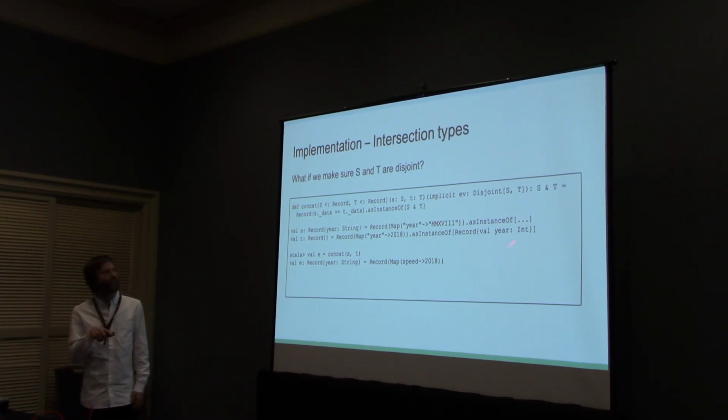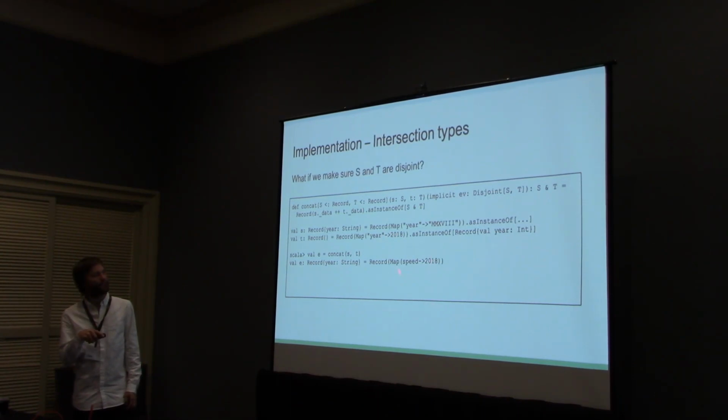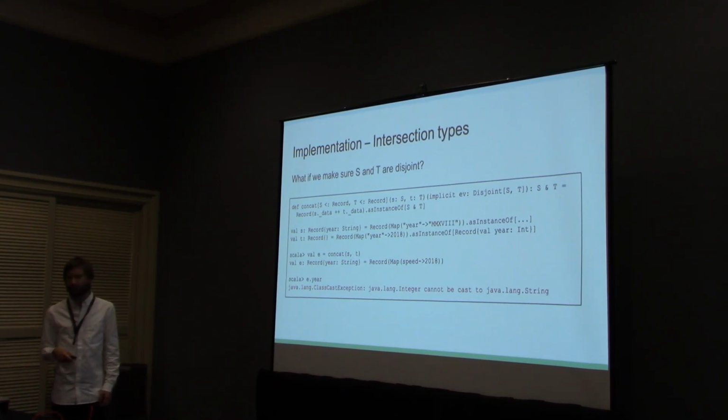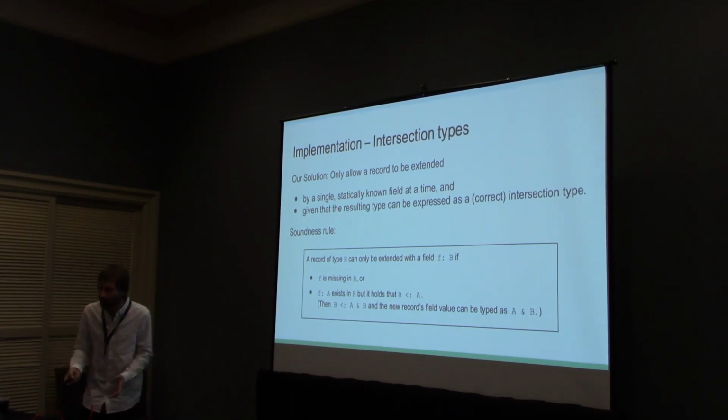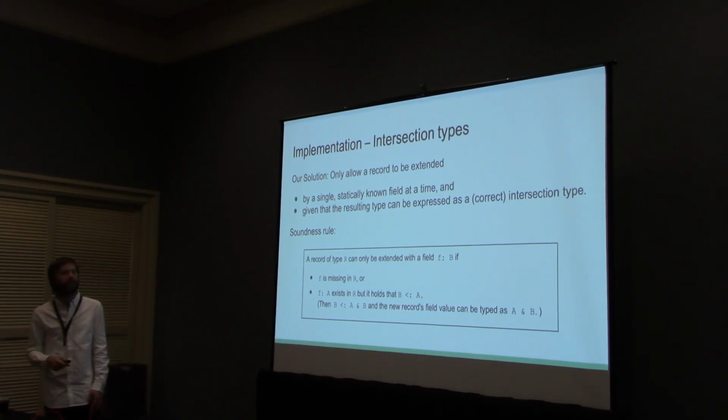Unfortunately, we still have this value here that would override, so now we end up with something maybe even worse, because now we have a record with an integer field here, but the type is string. So again, you get ugly runtime exceptions. So the way we have solved this is, okay, forget about concatenation, let's do extension instead. Let's extend the record with a single field at a time. And it has to be a statically known field, and furthermore, we demand that the resulting record, you have to be able to type that correctly using intersection types.